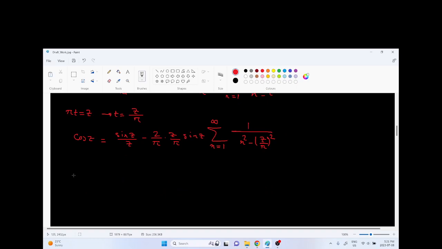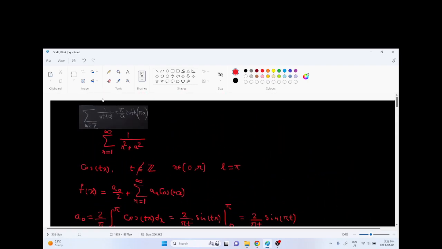And now if I divide both sides by sine of z, on the left we get cotangent of z, and on the right we get 1 over z minus 2z over pi squared times the series n running from 1 to infinity of 1 over n squared minus z over pi squared.